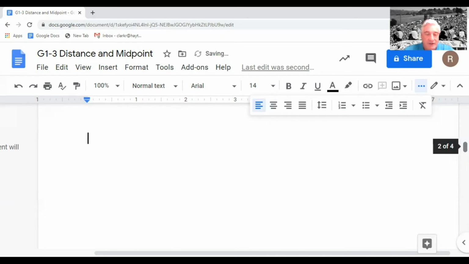Let's try it again. Let's get 2 points that are 0, 4, and let's get minus 3, 17. Now, first thing we do is take the x's. We're going to add them up. 0 minus 3. We're going to divide it by 2.